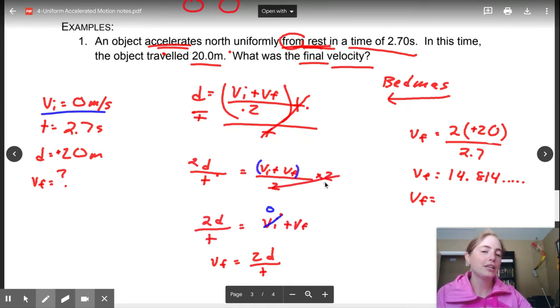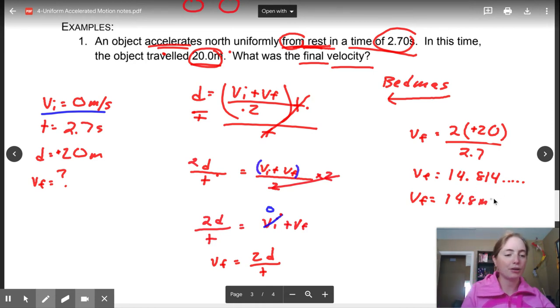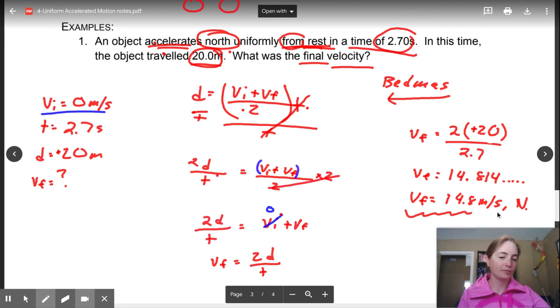We need to look at rounding these guys. I've got 3 sig digs here, 3 sig digs here. So that means my answer must have 3 sig digs. Remember, the word rest does not have sig digs. So I'm going to round to 3 sig digs. That's going to round down, so 14.8. Your units are meters per second. We wound up with a positive answer, so what was our initial direction going? North. You got your correct sig digs, you have your units in meters per second, and you have your direction of north.